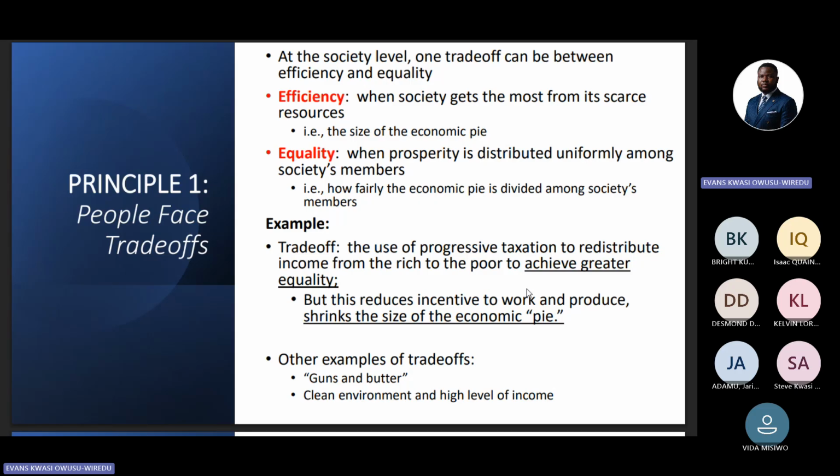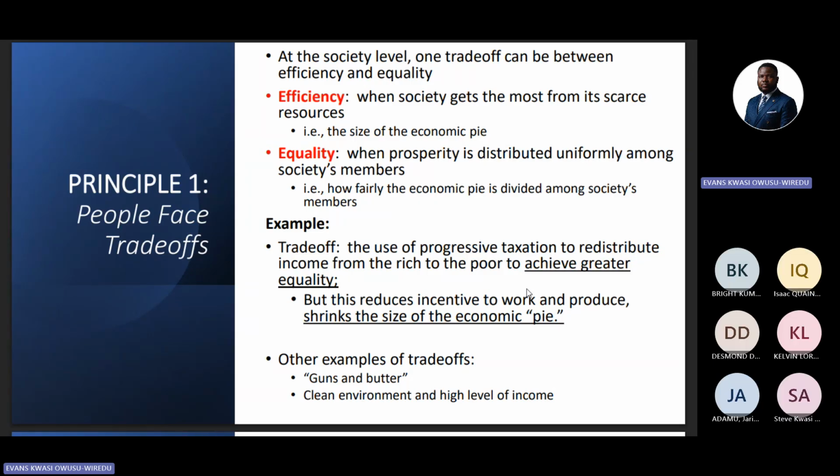Okay, the more you earn, the more you are taxed: income from the rich to the poor to achieve greater equality. You give more taxes to the rich, and the poor is freed. It's not necessarily giving the poor people money from the rich, but it could also mean that you tax them less. What they were supposed to pay, they won't pay.